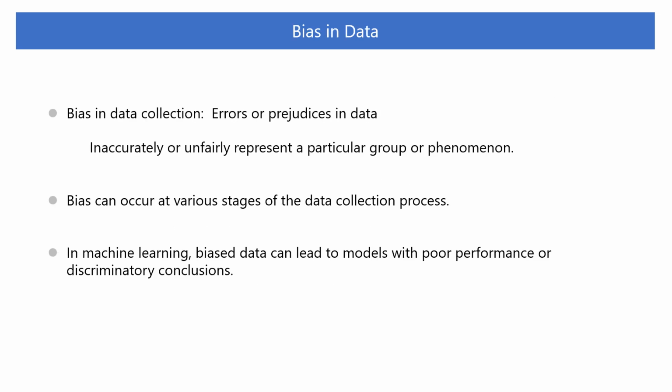Bias in data refers to systematic errors or prejudices in data that inaccurately or unfairly represent a particular group or phenomenon. Bias can occur at various stages of the data collection process. In machine learning, biased data can lead to models that perform poorly for certain groups or discriminatory conclusions, which can have ethical and social implications as well as poor prediction.